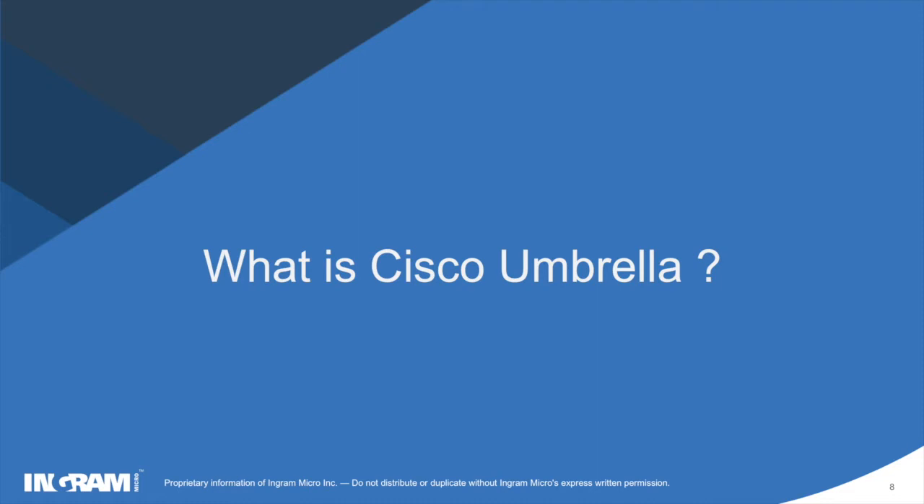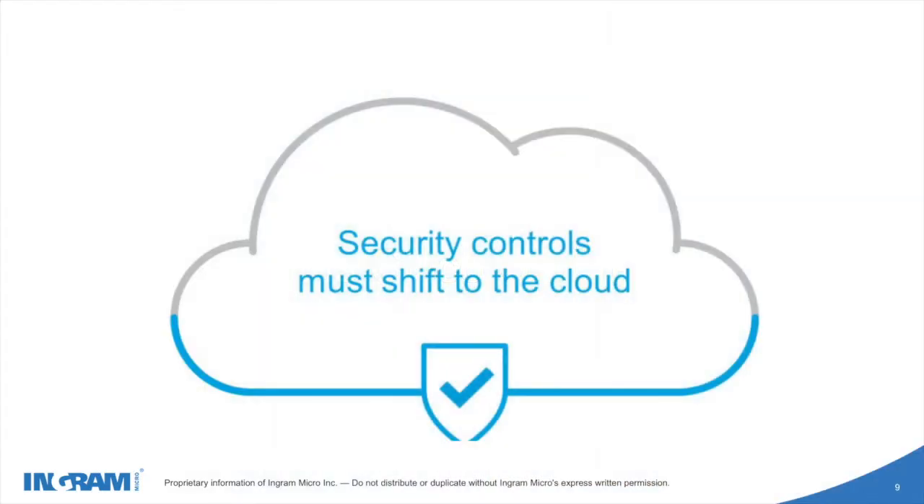In this section, we are going to talk about what is Cisco Umbrella, what it does, how it works, and why do we even need it. Well, security must evolve to address today's challenges and protect the modern enterprise. So it has to protect users wherever they work. And like infrastructure, applications, and data, it has to shift to the cloud.